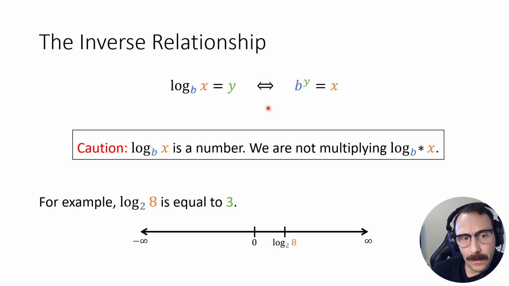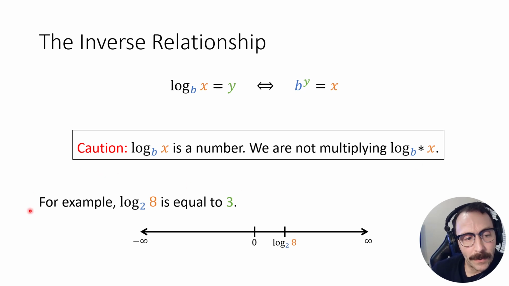So this can kind of seem a little weird that the definition of a log is related to this other relationship that we've been getting accustomed to, but we'll see how this works all together in the next few slides. But before we move on, a big caution here is that the log base b of x is itself a number, and we are not multiplying here. So I'm not taking whatever log base b is and multiplying it times the argument x.